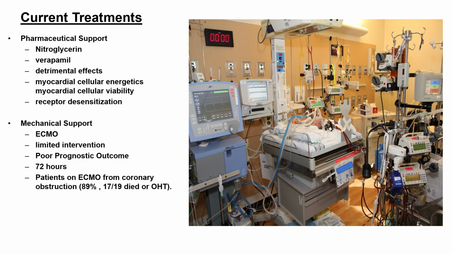There's a couple of ways of supporting this. You can either put the child on pharmaceutical support. Everybody knows about nitroglycerin, verapamil, but they don't work very well. So the other way is to put them on ECMO. And this is what it looks like when you've got a child on ECMO. Here's the child, and you can figure there's going to be about 15 people running around here. And it's quite a crowded region.